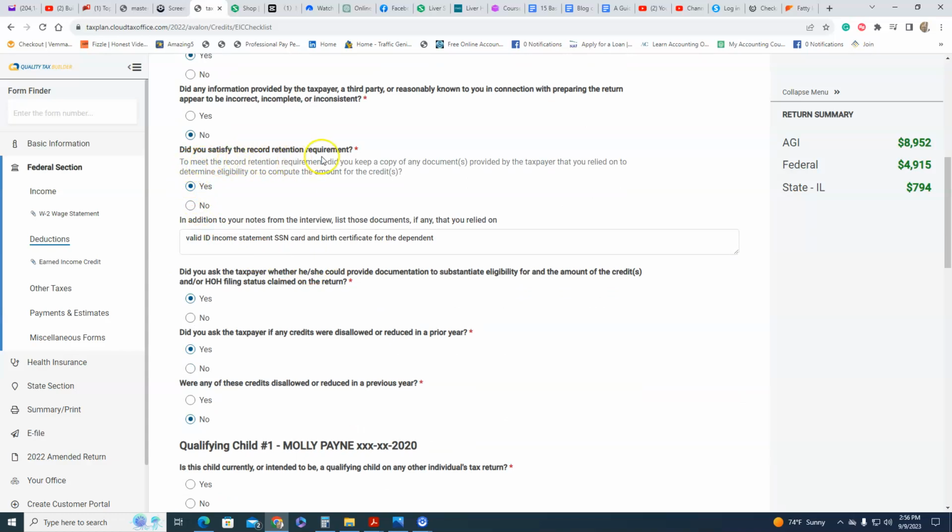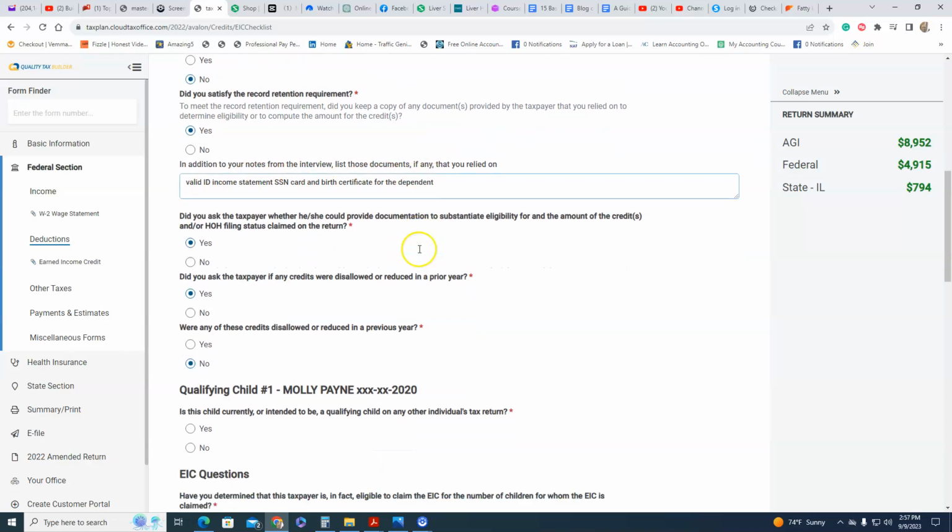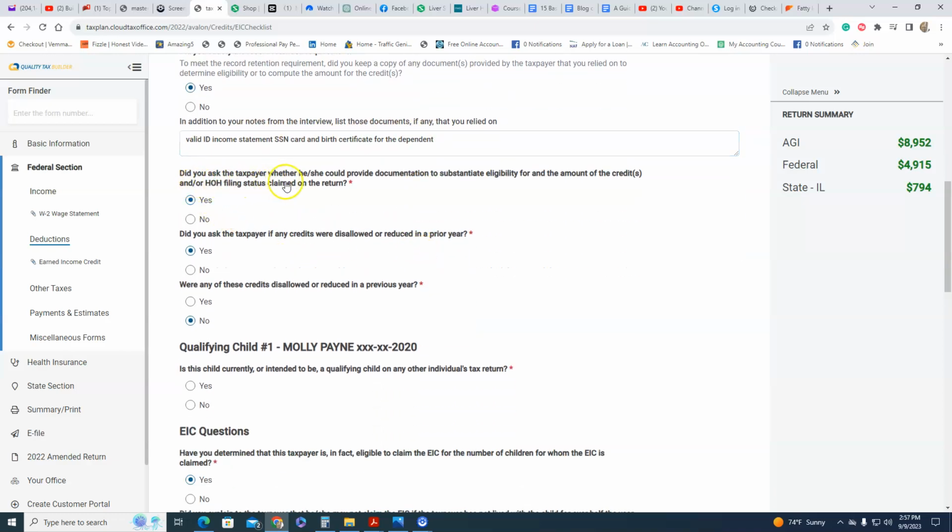Did you satisfy the record retention requirements? To meet the record retention requirements, did you keep a copy of the documents provided by the taxpayer that you relied on to determine eligibility or to compute the amount of the credits? You say yes to that, and then we put in here what documents we collected in this box. Next, it says, did you ask the taxpayer whether he or she could provide documentation to substantiate eligibility for and the amount of the credit and head of household filing status on the return? Say yes.